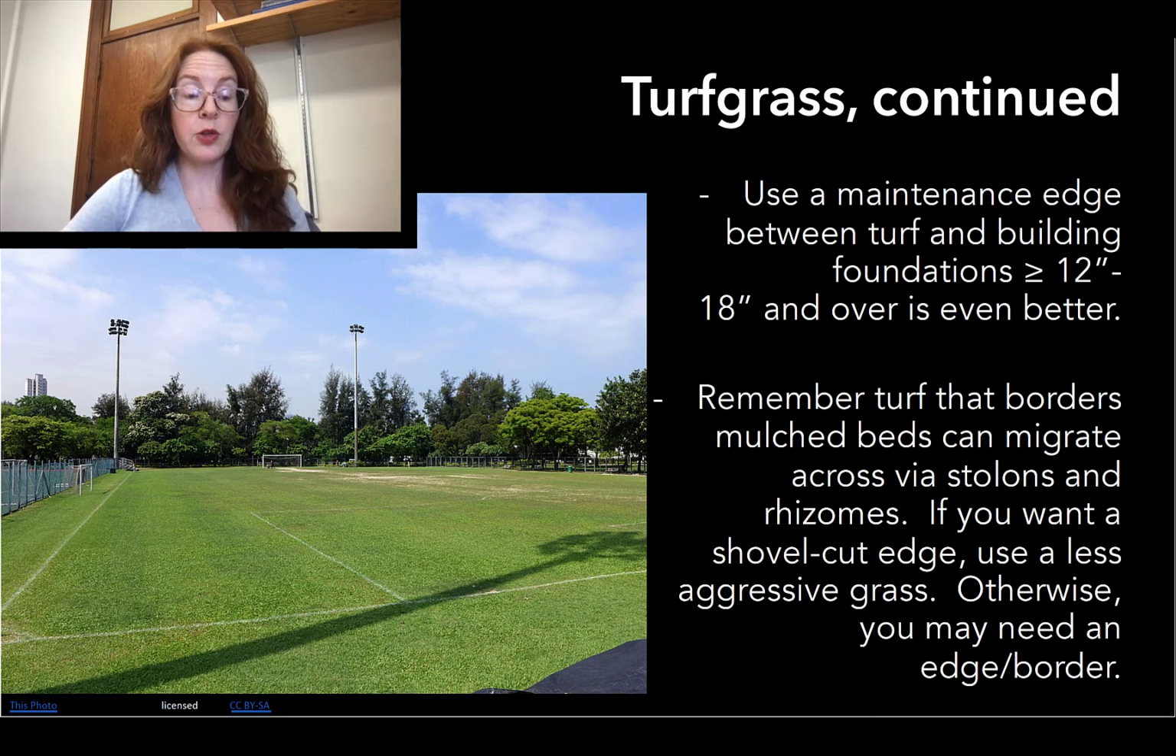Otherwise, if either we cannot have an edging or we're using a grass that is not aggressive, we would think about maintaining that turf grass edge with a shovel cut. And that's just where a maintenance worker would come at some interval with a shovel and just cut off any stolons that were intruding into the area we didn't want.